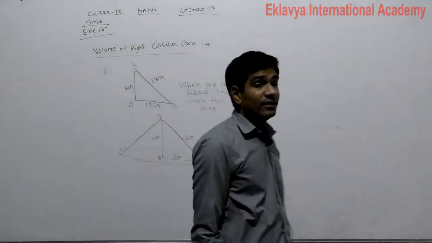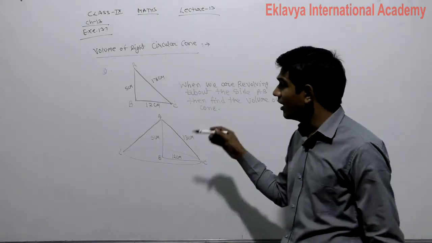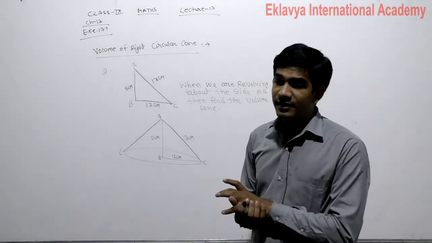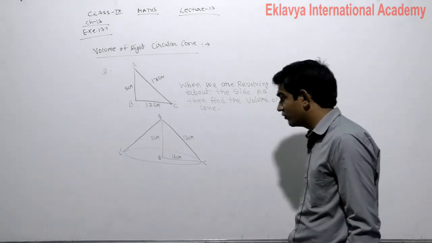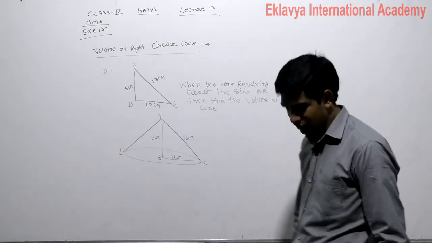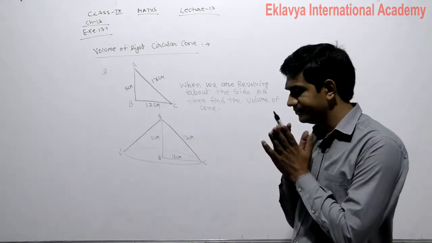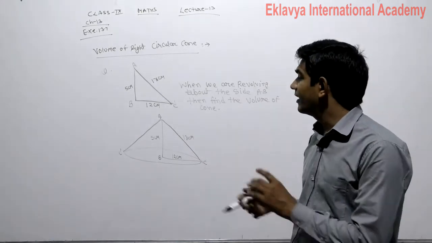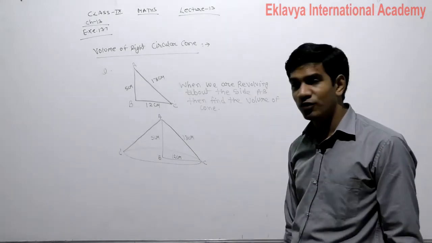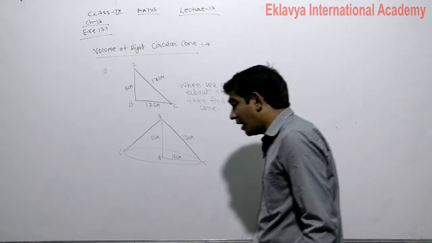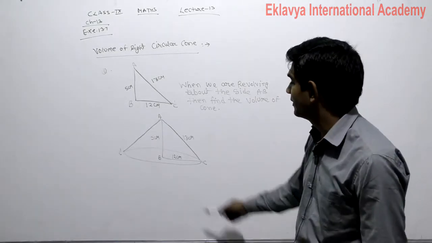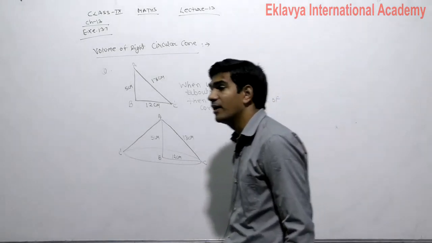Meaning is that the side which we are revolving along, that becomes the height of the cone. Remaining side is the radius of the cone and the largest side is always the slant height of the cone. Understand? Sorry for disturbance. The side along which you are revolving, that side is converted into the height of the cone. The largest side is always the slant height of the cone and the third one, the remaining side, is the radius of the cone.